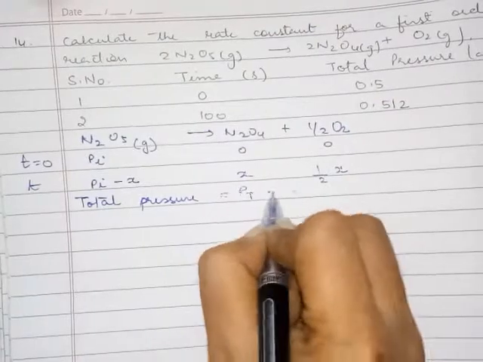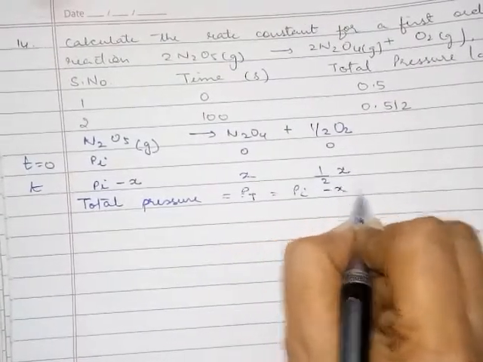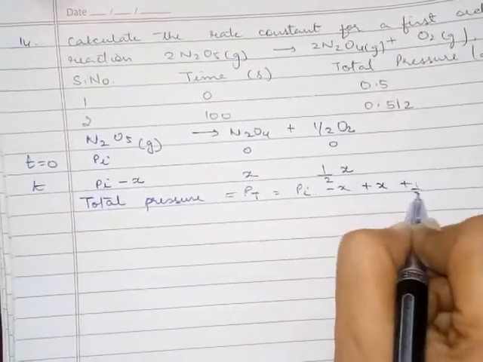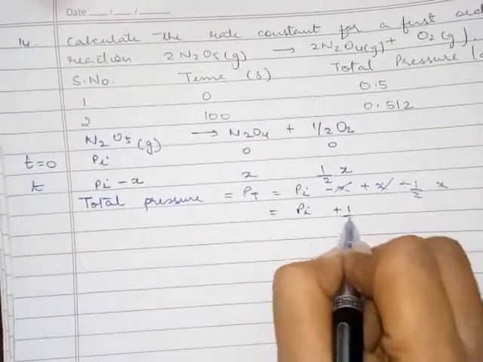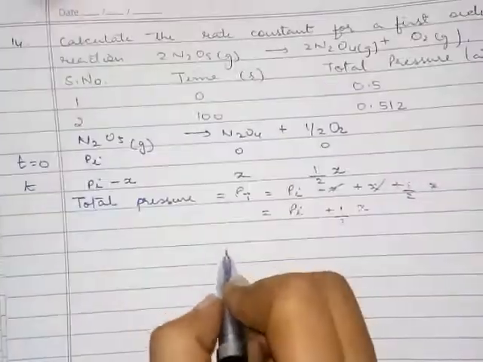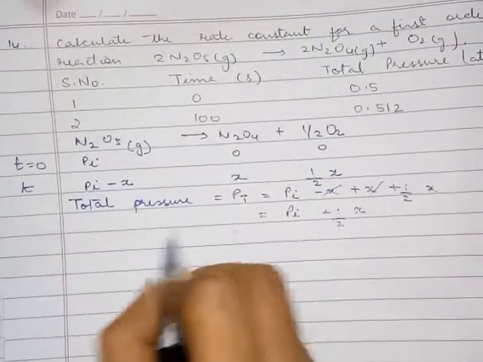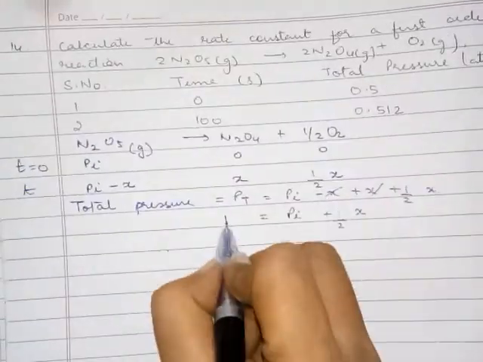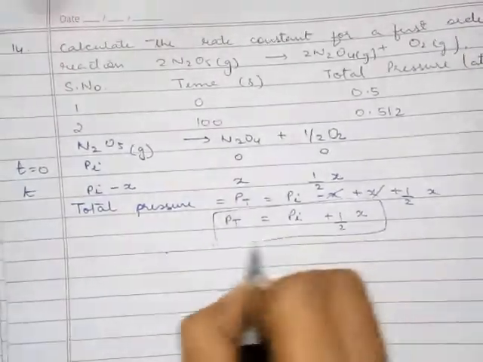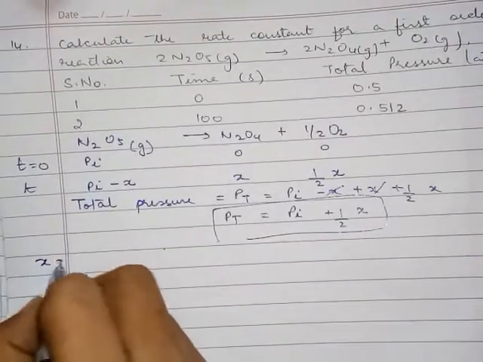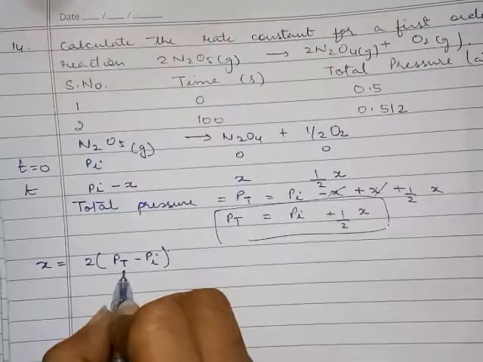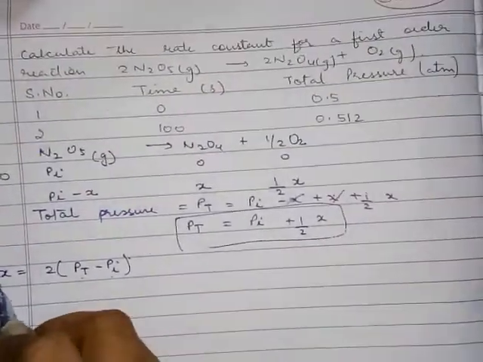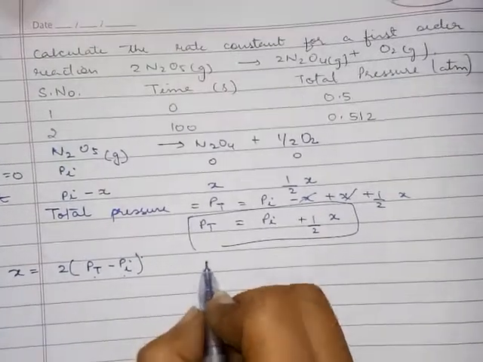That is PT, which is equal to Pi minus x plus half of x. So that is initial Pi plus half of x. So you get the total pressure as P total is equal to Pi plus half of x, or I can tell x is equal to 2 times P total minus P initial. यानी कि अगर टोटल प्रेशर और इनिशियल प्रेशर पता है तो हम x निकाल सकते हैं.